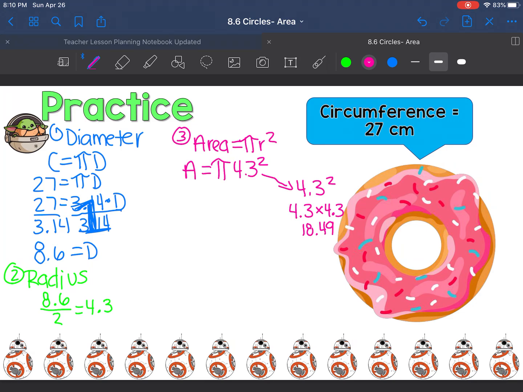So now that I have that, I can take that and plug that back into my area formula. So area equals pi times 18.49. I know what pi is. I know that pi is equal to 3.14. So that'll be 3.14 times 18.49. When I multiply those two together, I get an area of 58.1.